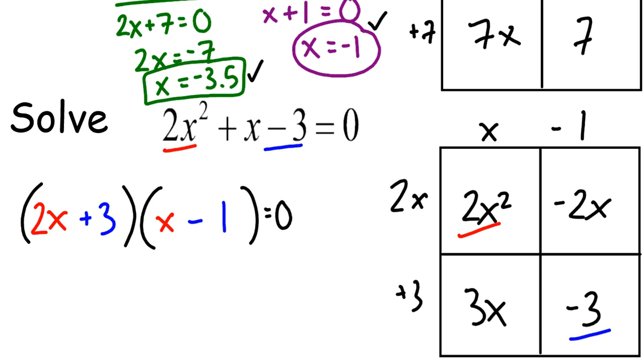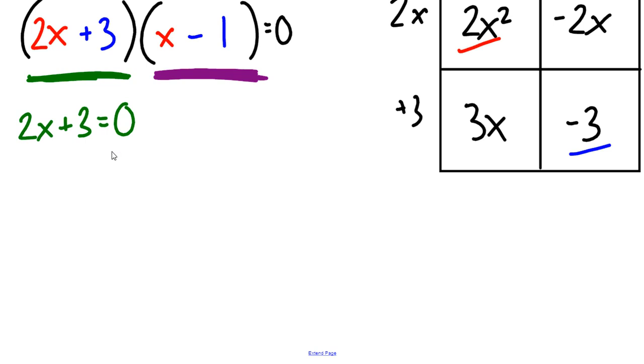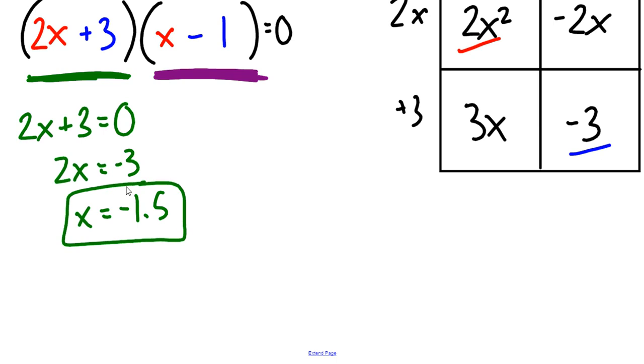I have two items that are multiplying to make 0. I'm going to use some colors. Purple times green thing equals 0. Maybe it's the green thing that equals 0. In that case, 2x plus 3 would need to equal 0. So what would x have to be? Subtract 3, divide by 2, and half of 3 is 1.5. So negative 3 divided by 2 is negative 1.5.